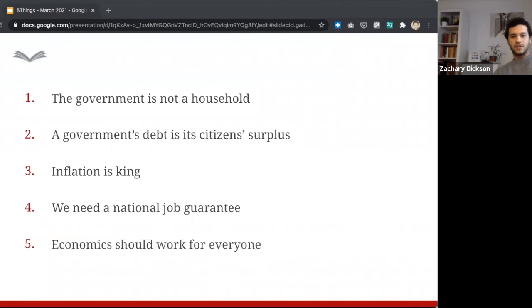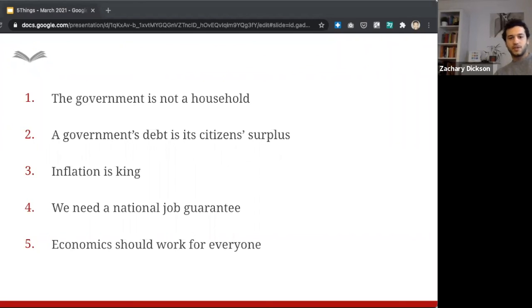The second point is the government's debt is its citizens' surplus. So when the government does spend or run a deficit, actually, it's somebody's benefit. It's somebody's surplus. So again, it could be anyone's surplus. It might not be yours or mine, but it's someone's simply by the nature of accounting.